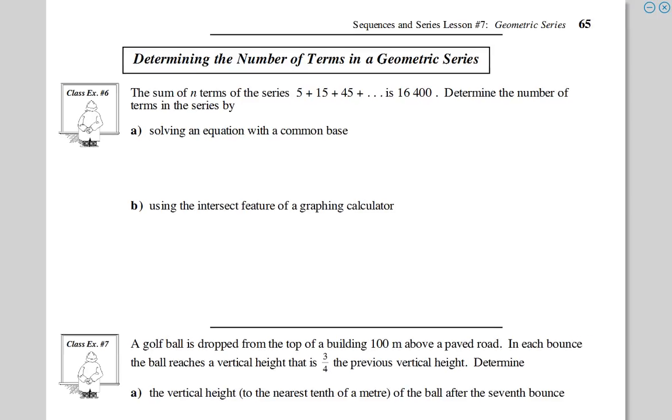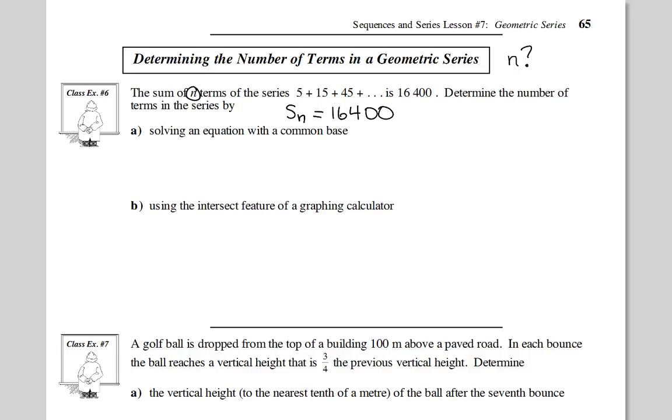Okay, class example 6. What if we don't know n? Determining the number of terms in a geometric series. So I guess this would be if you didn't know how many terms there are. So n question mark. Okay, so they've given us the sum of n terms. So we just don't know how many terms there are. So Sn is 16,400. This is all we know from that statement.